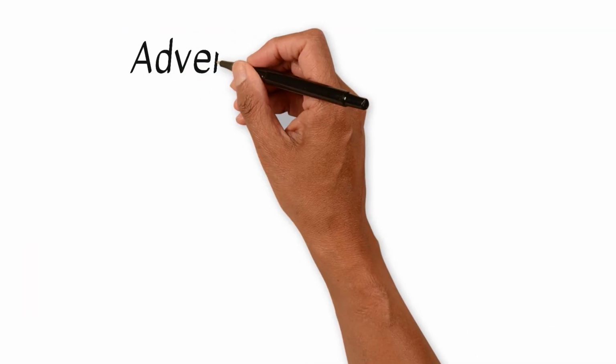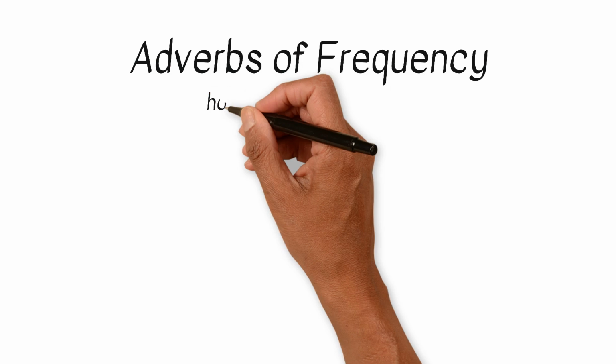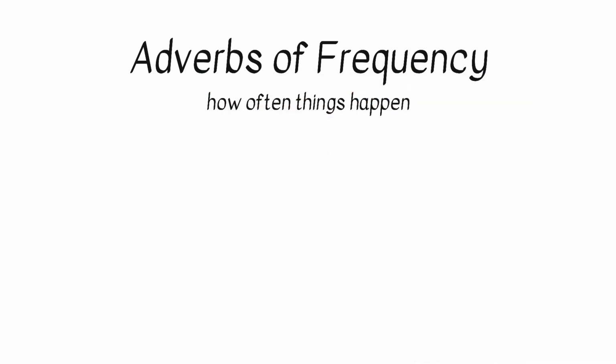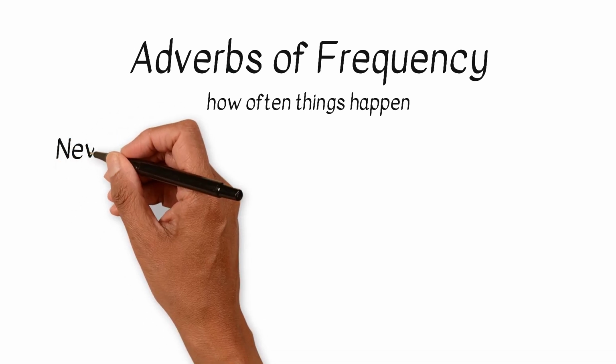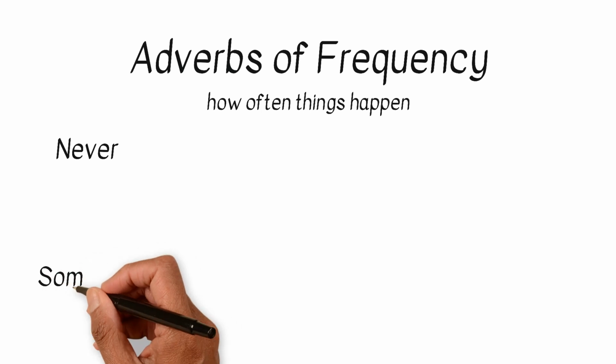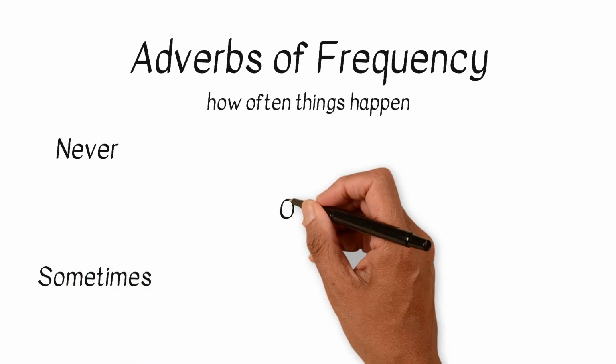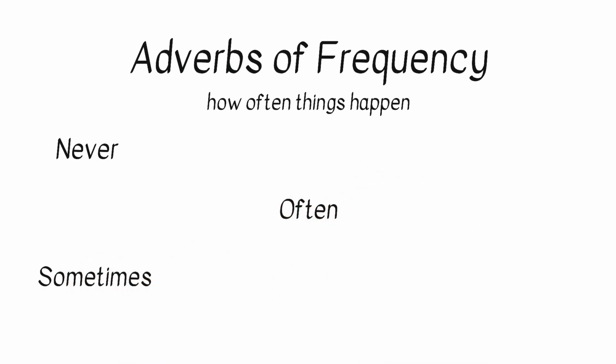Today, we'll be talking about adverbs of frequency. Adverbs of frequency are used to say how often things happen. Examples are never, sometimes, often, usually, always.